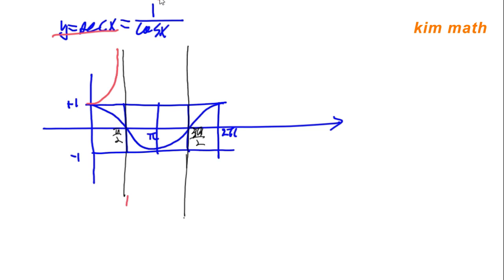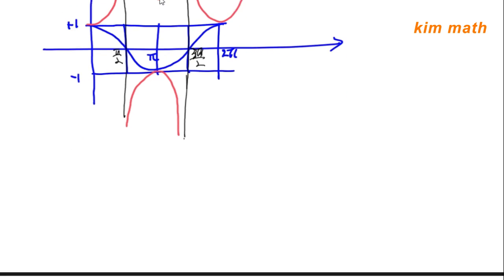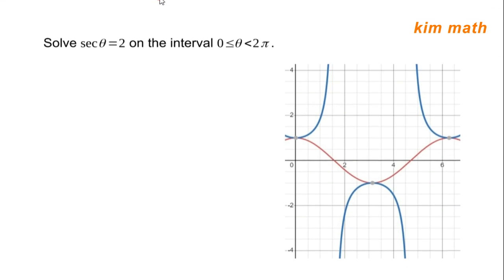Okay? Here. And here. Okay, continue. You can use this method to sketch secant x. Okay, with this knowledge, we will solve some questions. Solve secant theta equals 2 on the interval from 0 to 2 pi.